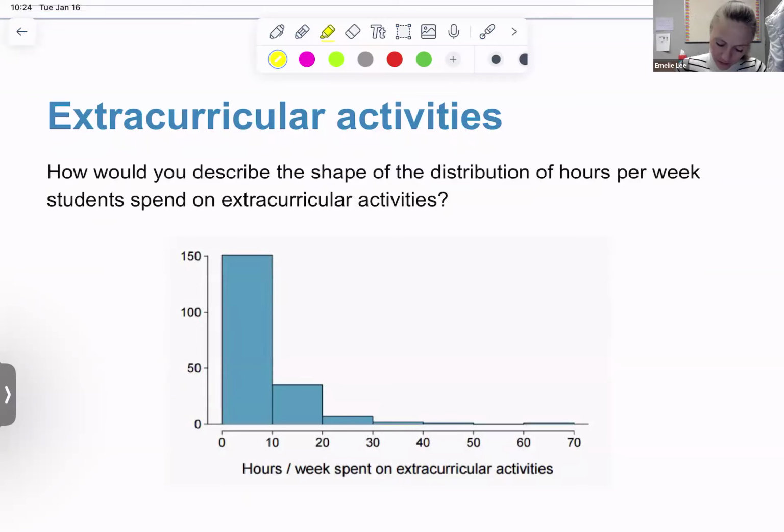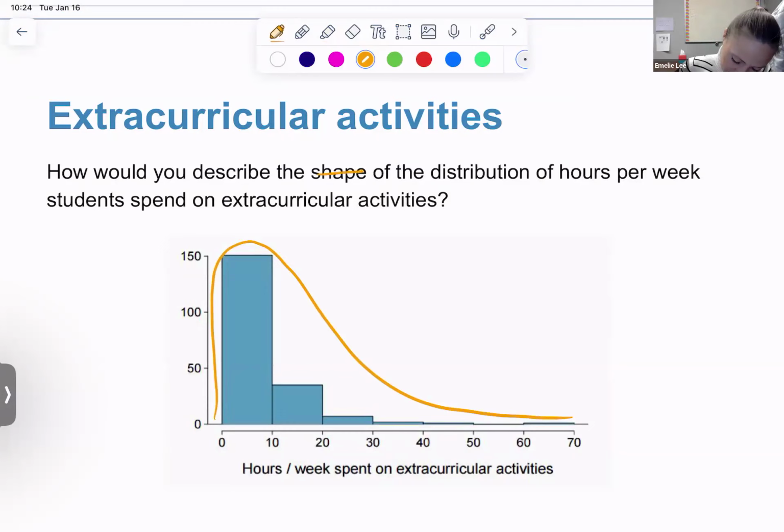Just as a quick question, how would you describe, and I'm not even going to say the shape, I want to know the distribution? Because when we talk about the distribution, we have to talk about all three things: the shape, the center, and the spread. Kicking it up a notch. So how would you describe the distribution?